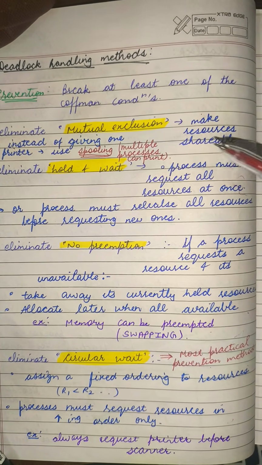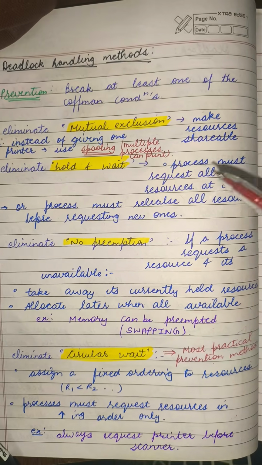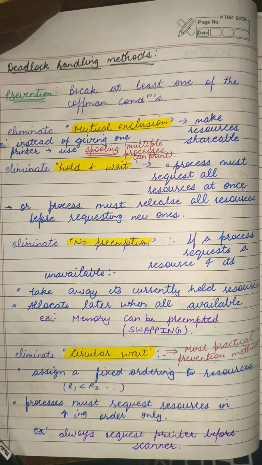So these are all the methods for deadlock handling. First one is prevention, and we have discussed how to prevent deadlock by eliminating any one of these four necessary conditions.